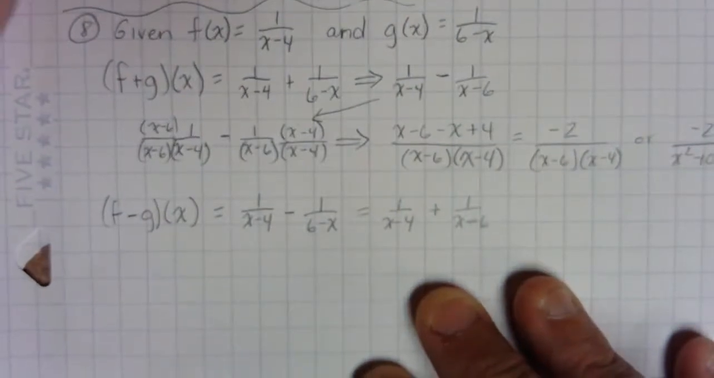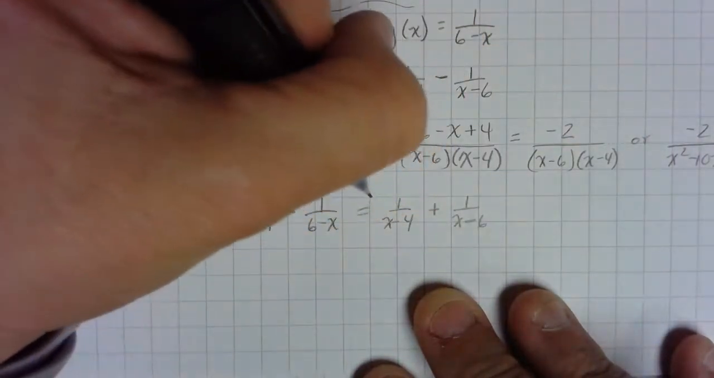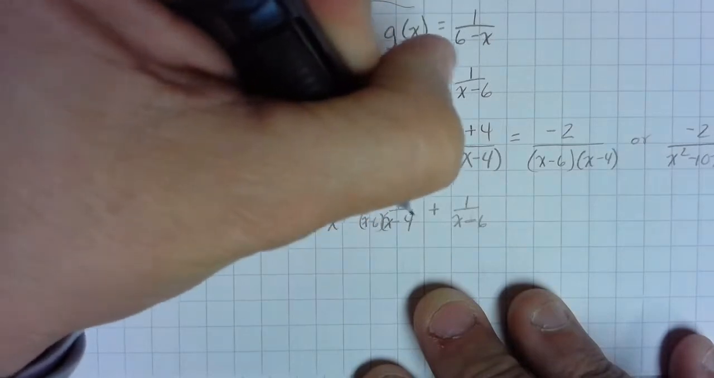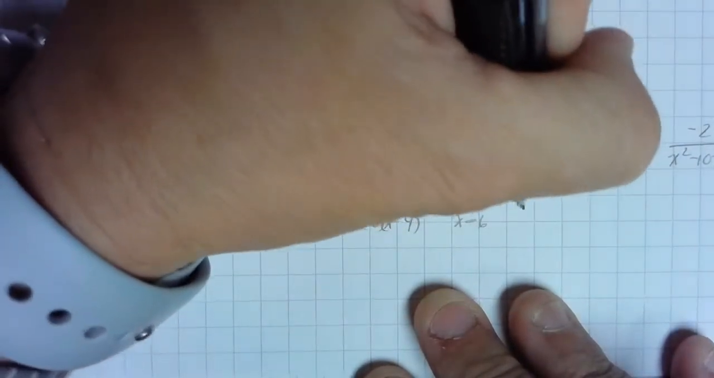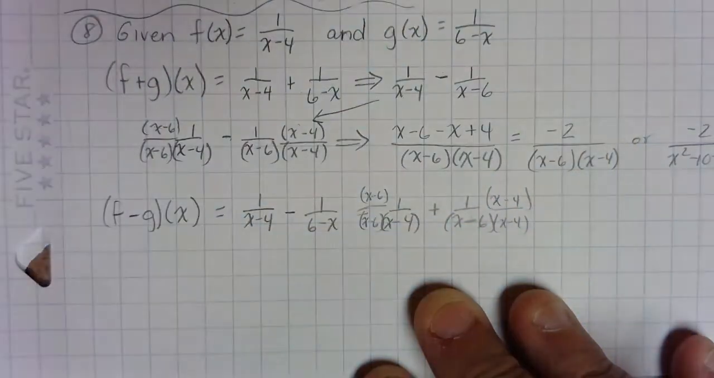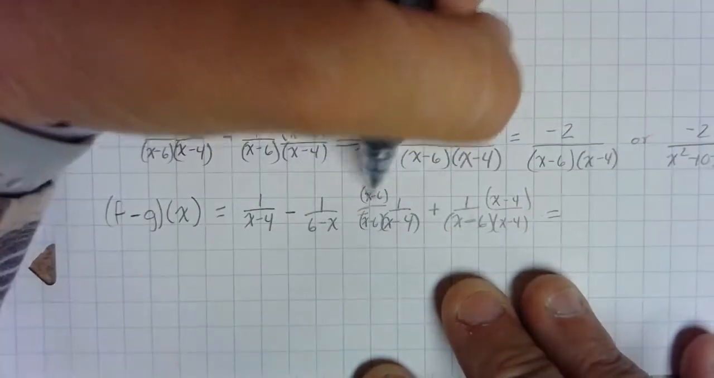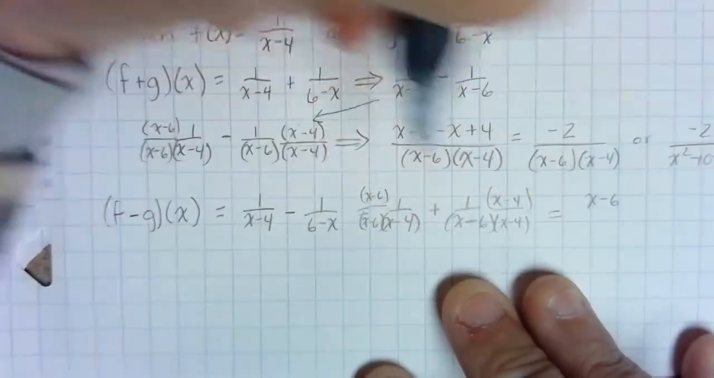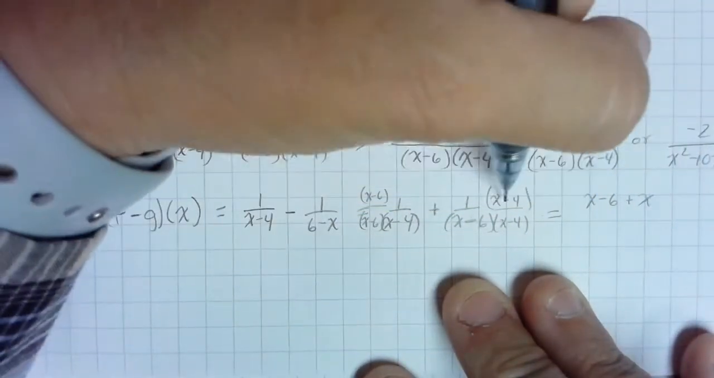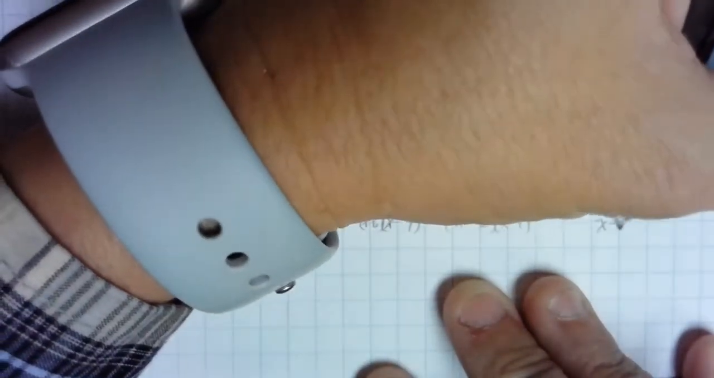Then follow the same chain of thought as far as multiplying. This one's going to be multiplied by x minus 6 over x minus 6, liberal with parentheses. This one's going to be multiplied by x minus 4 over x minus 4. And we end up with x minus 6 plus x plus negative 4 over x minus 6, x minus 4.